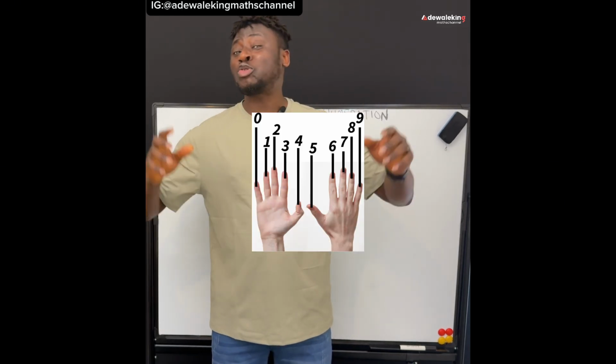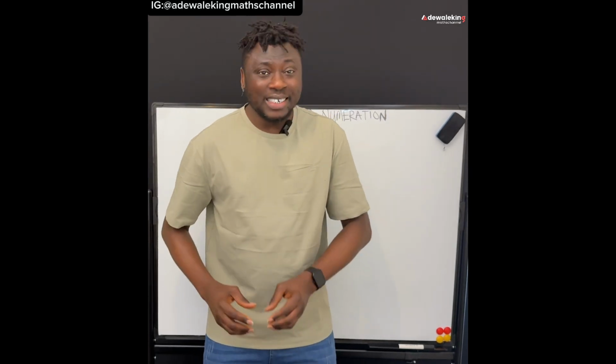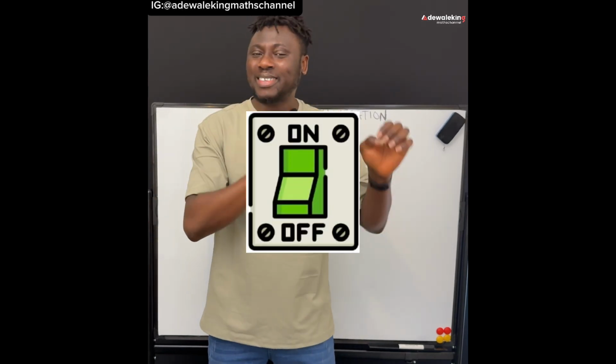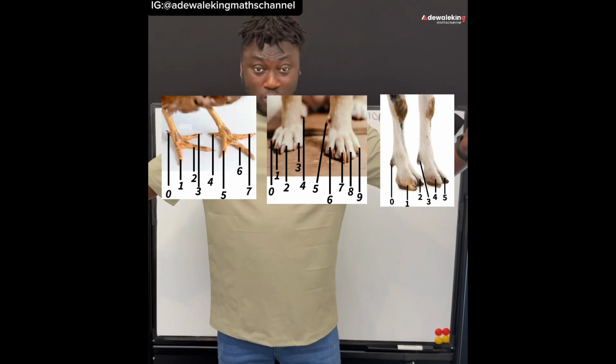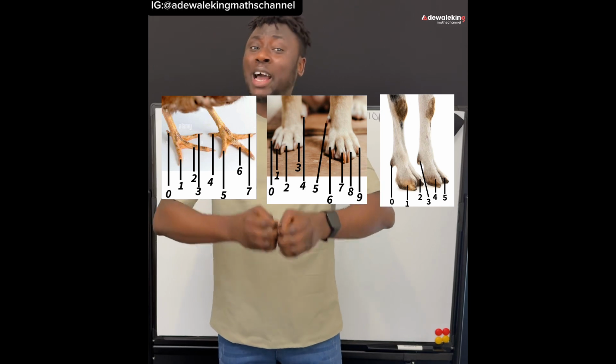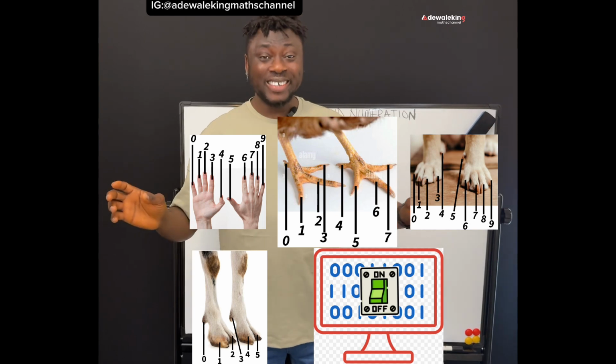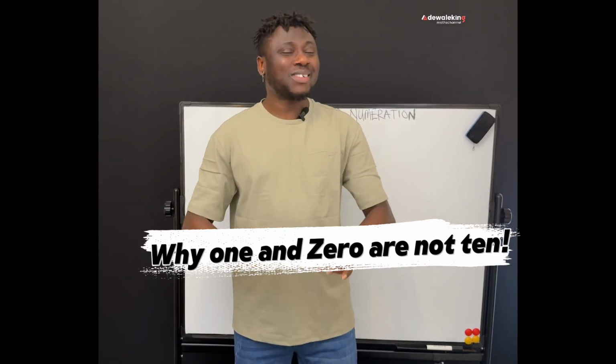Humans base their numerical system on base 10 simply because we have 10 fingers, which are represented by 0 to 9 digits. In contrast, the computer system operates in binary due to their fundamental on and off states. Similarly, animals may base their numerical understanding on the number of their limbs, such as hands and legs. And all this explains why 1 and 0 are not 10.